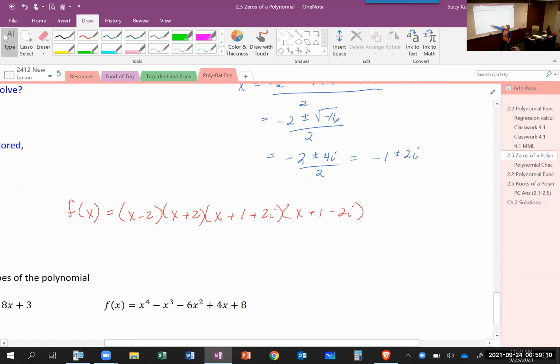So that is the function in its factored form. Again, when you graph it, you're only going to see these two roots here, the real roots. Those are the two roots that are going to appear.